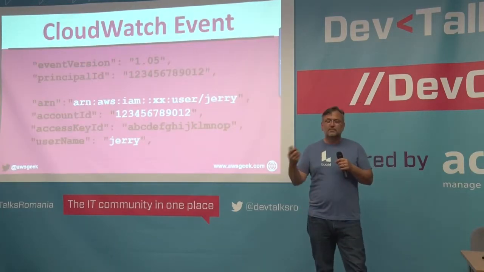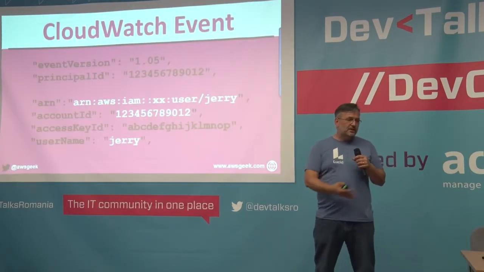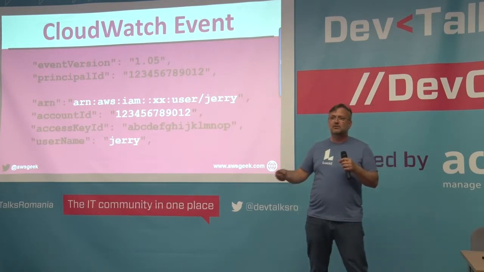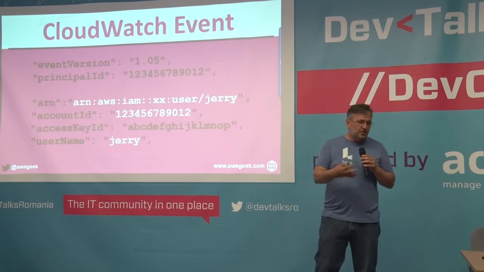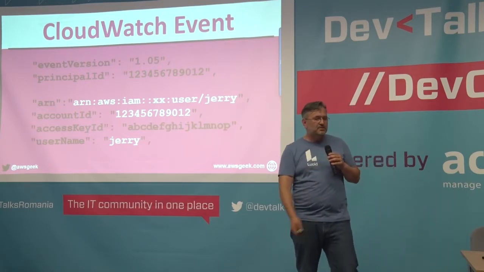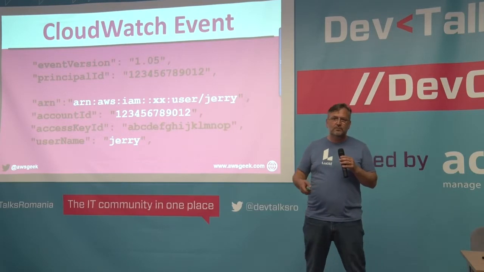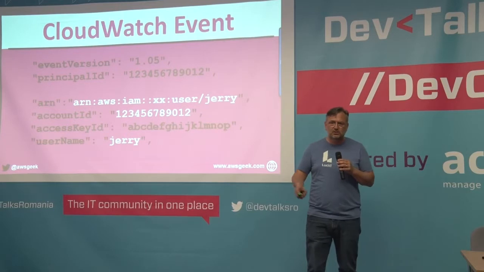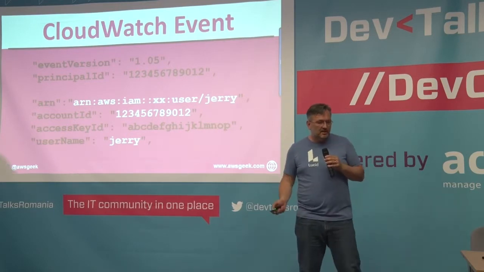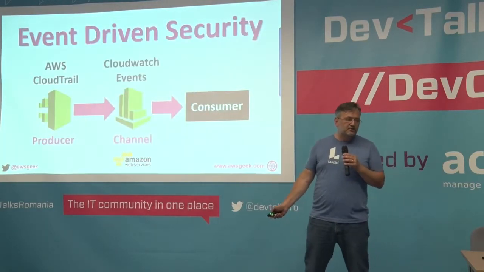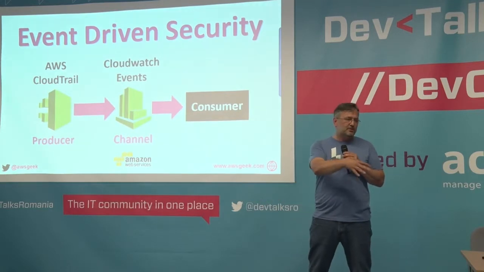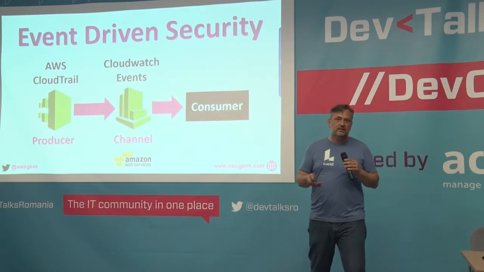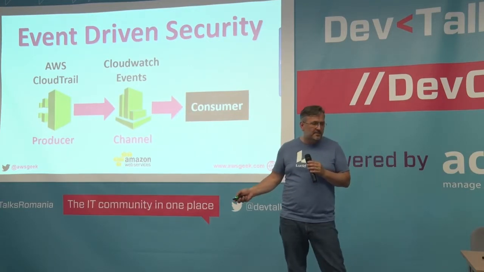A typical CloudWatch event might look something like this, where it captures information around the account ID that was associated with an action, the username, in this case me, a principal ID, etc. So it captures more information. All of this is in a JSON document structure, so it's easily parsable and easily handleable. Going back to our event-driven security model, we have now established two components: AWS CloudTrail as the event source and CloudWatch Events as the message bus or the channel.